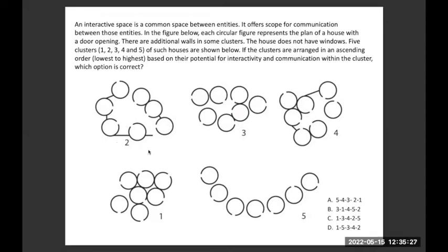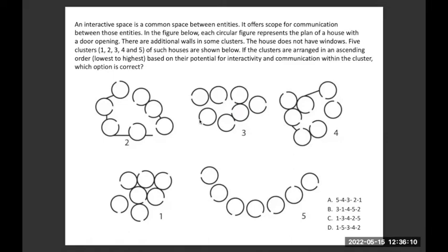In the figure that you are given here, it's a plan of a house and the opening which is there, it's the door. It's the place where the door of the house comes. You have to assume that the house doesn't have any windows. So it's a door only which is allowing you to come out, come in and look outside or do anything. Of the given five clusters, you have to arrange these clusters based on the potential for interactivity and communication within the cluster.